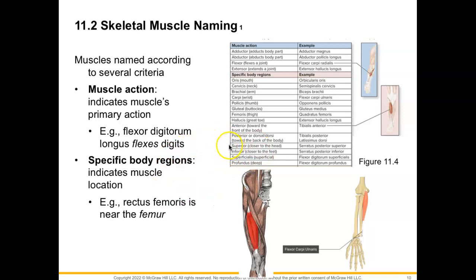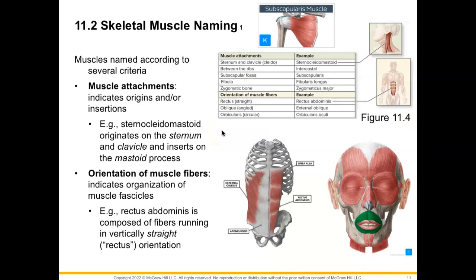Superior means it's closer to the head. Inferior means closer to the feet. We can also use the terms cephalic for superior or caudal for inferior. Then we have superficialis, which means it's more superficial, and profundus, which means it's deep. And you're going to see these used throughout our discussion of the muscles in the following sections.